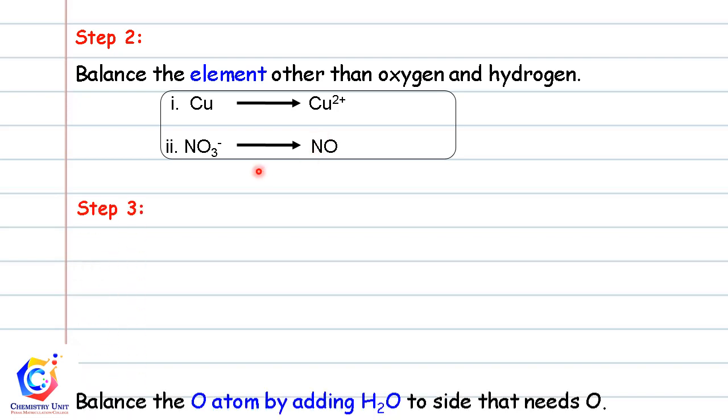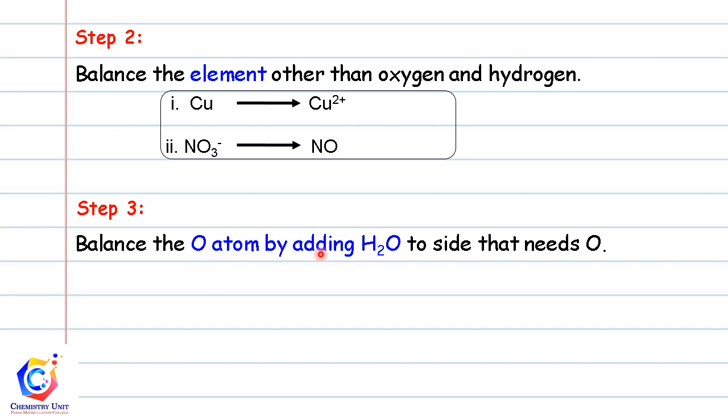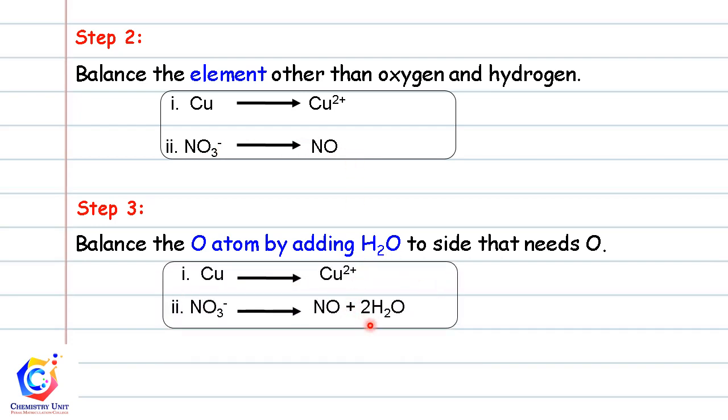Next, step number 3, balance the oxygen atoms by adding water to the side that needs oxygen. So we check over here, there is no oxygen atom in the first equation, so we can skip it. For the second equation, there are 3 oxygen atoms on one side and 1 oxygen atom on the other, meaning that we need to balance it by adding 2 more waters, so that both sides have 3 oxygen atoms. Yes, 2 waters are added.